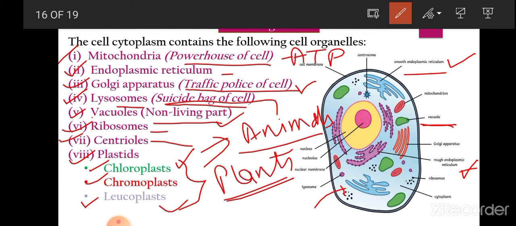Then the next part is leucoplast. Leucoplasts are the colorless plastids, and they are used for storage purposes, meaning they store starch, proteins and fats, etc. One very important thing about these plastids is that depending upon the conditions, depending upon the circumstances, one plastid may be converted into another plastid. We know that leaves are green in color.